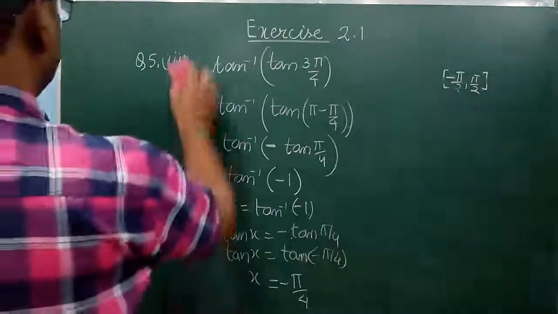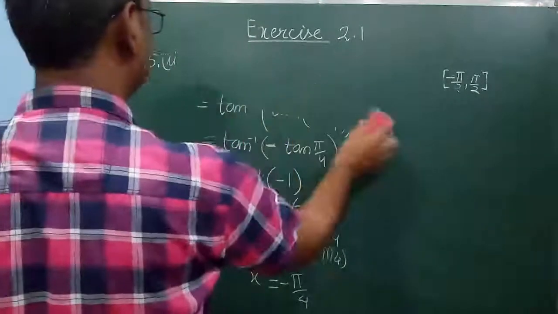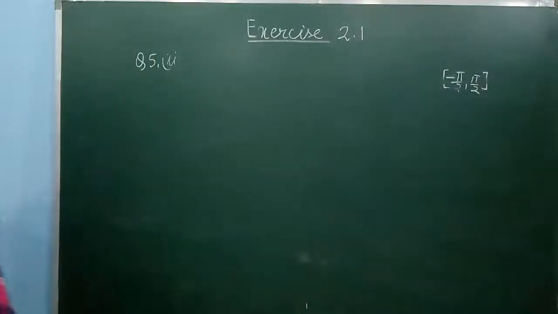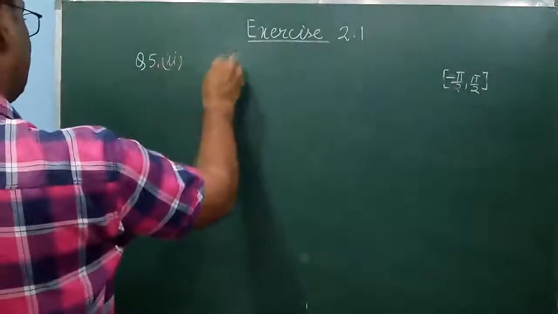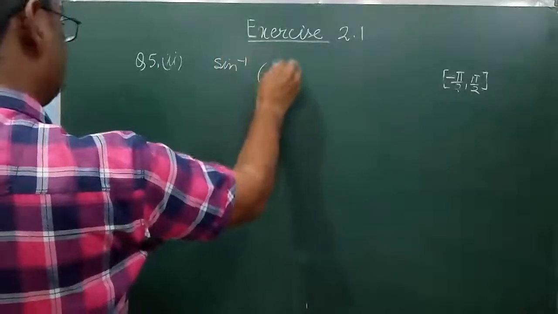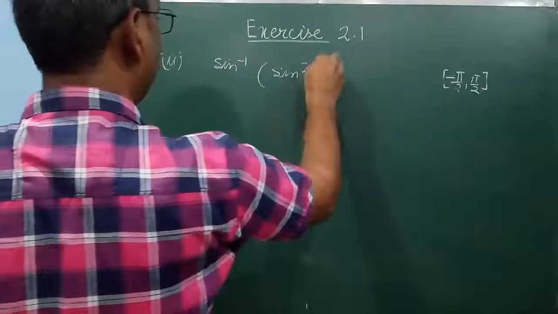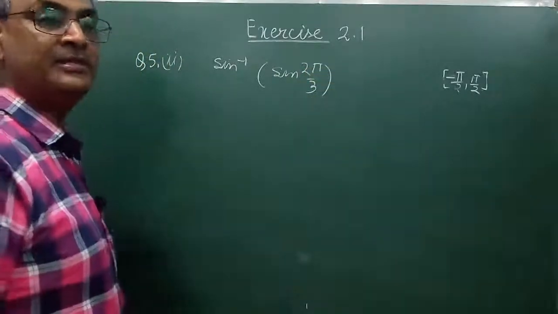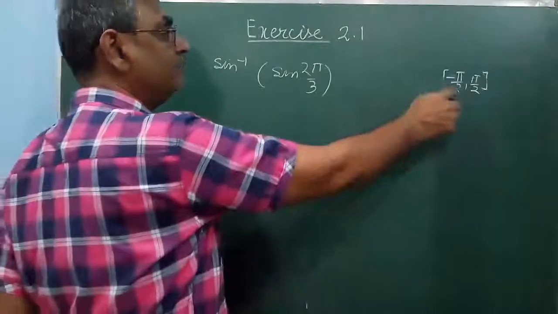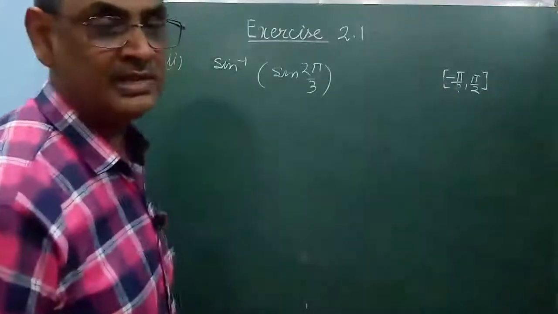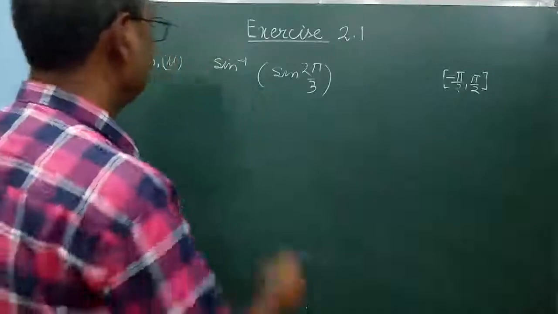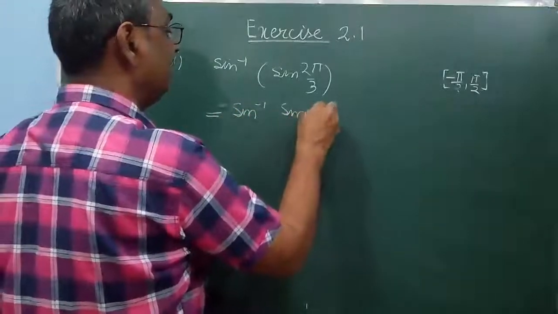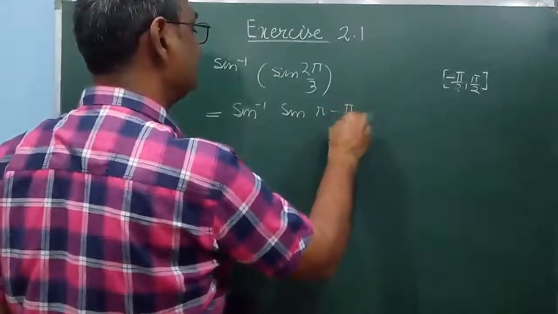Okay, one more we can take, the second part also. What is there in the second part? It is sine inverse sine 2 pi by 3. 2 pi by 3 is 120 degree, which is more than pi by 2. The range of sine inverse is also minus pi by 2 to pi by 2. So here sine inverse sine of pi minus pi by 3.